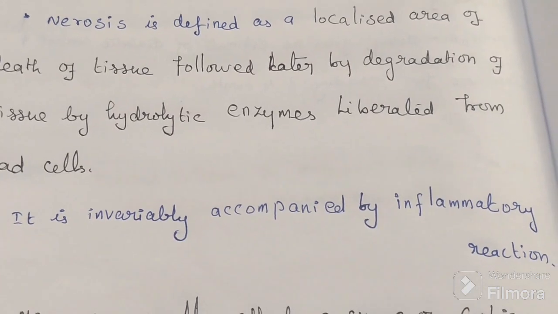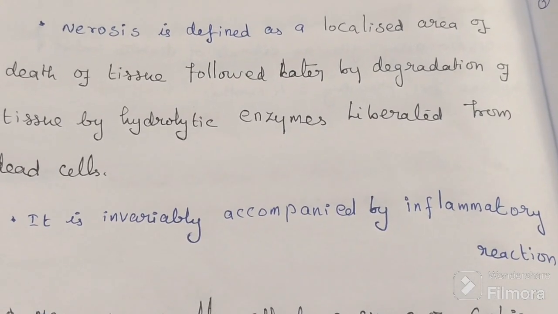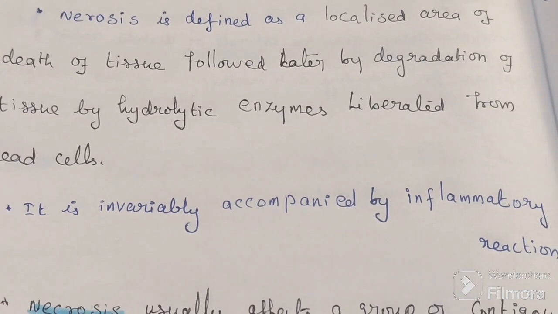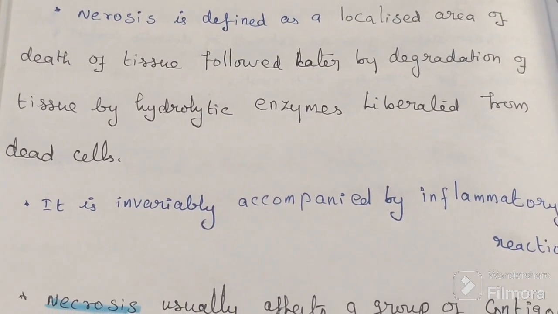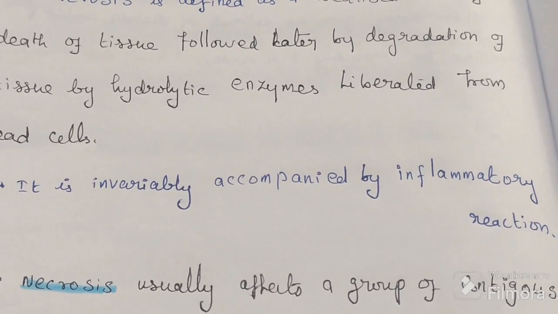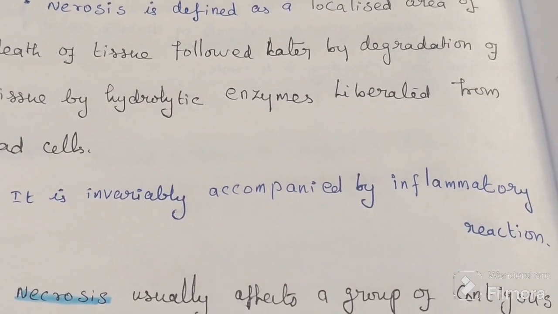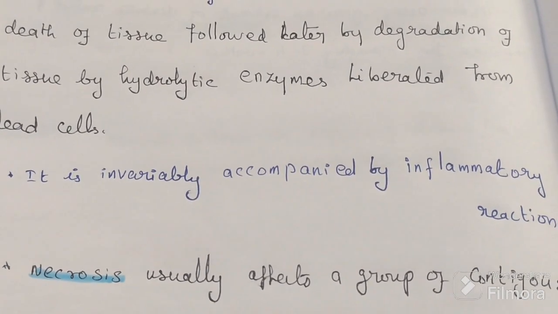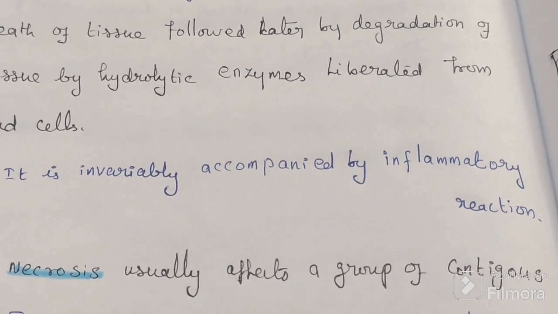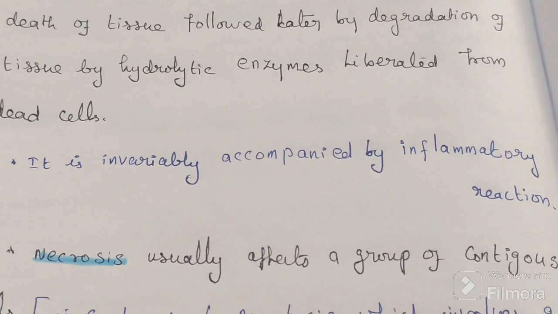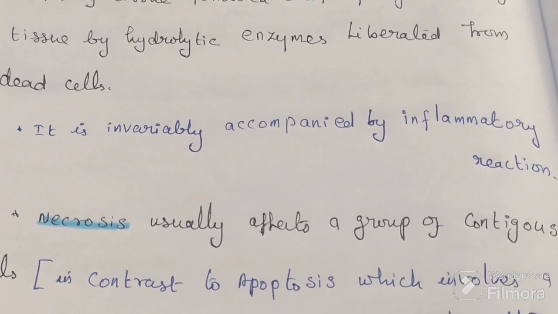Whenever cells are in homeostasis and stress comes to the cell, whether physiological or pathological, the first thing the cell undergoes is cellular adaptation. Second, it goes to reversible cell injury. Third, irreversible cell injury, which is called cell death. There are two types of cell death, apoptosis and necrosis. Apoptosis was previously discussed. In this video we'll discuss necrosis.